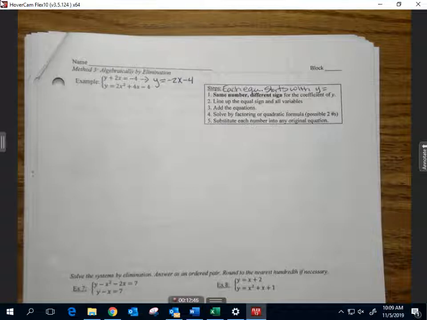If I said 3y, what's the coefficient? 3. It's the number being multiplied to the variable. Guys, x can have a coefficient, y can have a coefficient, a can have a coefficient. Whatever variable you're using has a coefficient, and that coefficient is the number being multiplied to it. That's all it is.